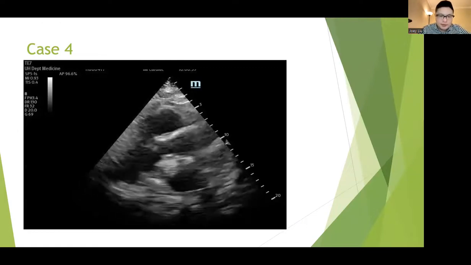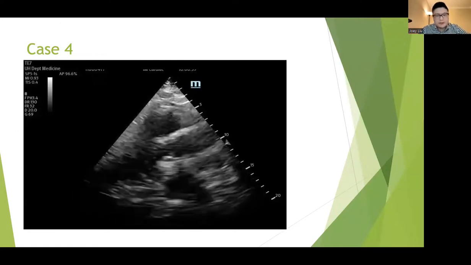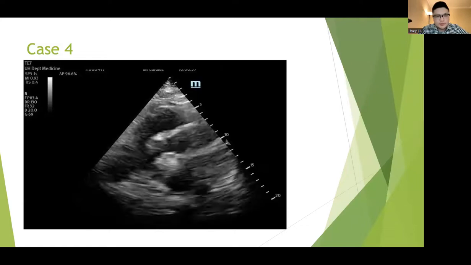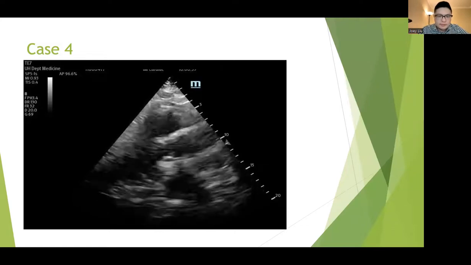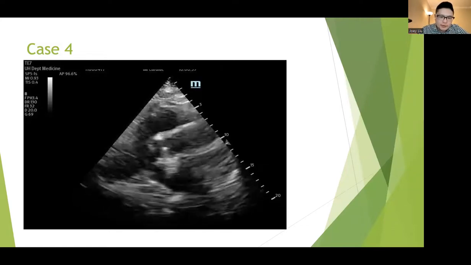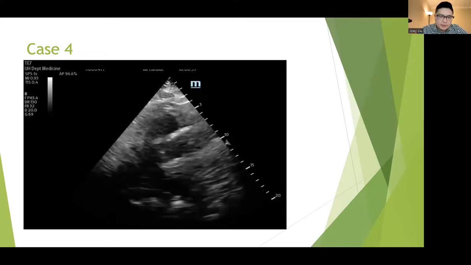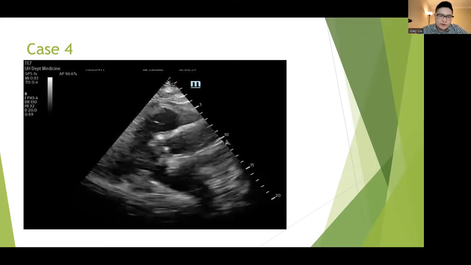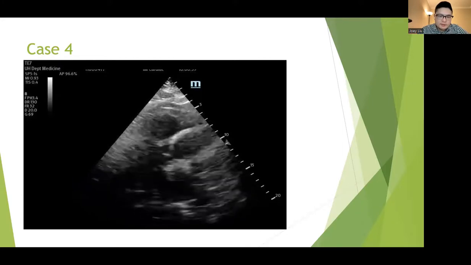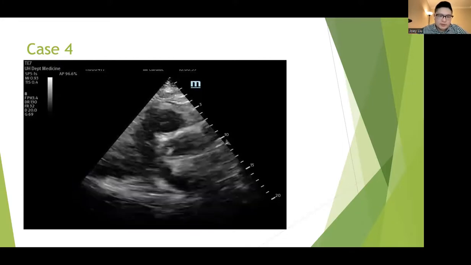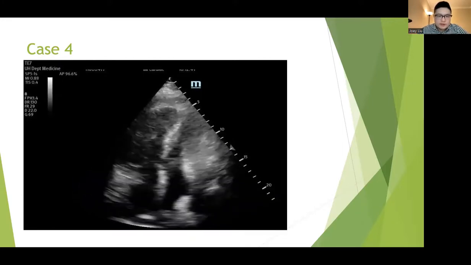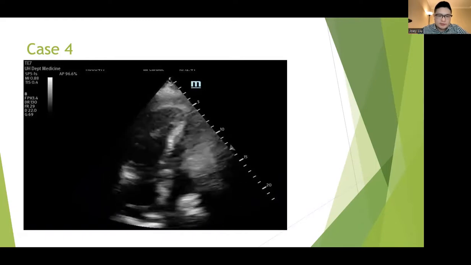So this is the parasternal long axis view, a somewhat suboptimal axis in which we can't really visualize the mitral valve that well. The aortic valve seems to be decently visualized, but from this we just progressed to other aspects because she was a very difficult assessment there.